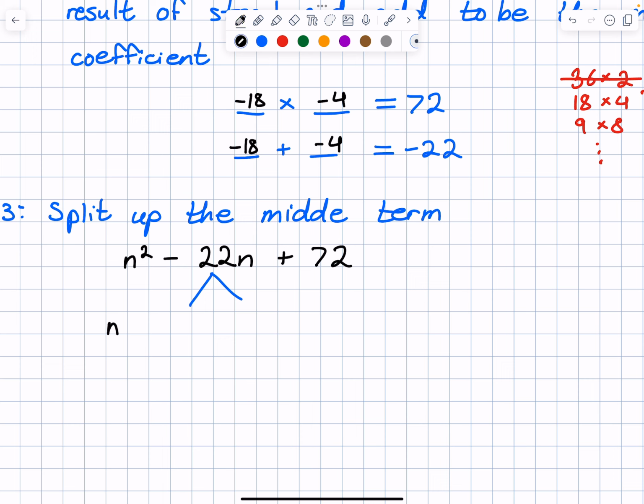So the n squared will stay the same. The plus 72 will stay the same. But instead of negative 22n, I'm going to split it into these two numbers that we found. So I'm going to do minus 18n and minus 4n.